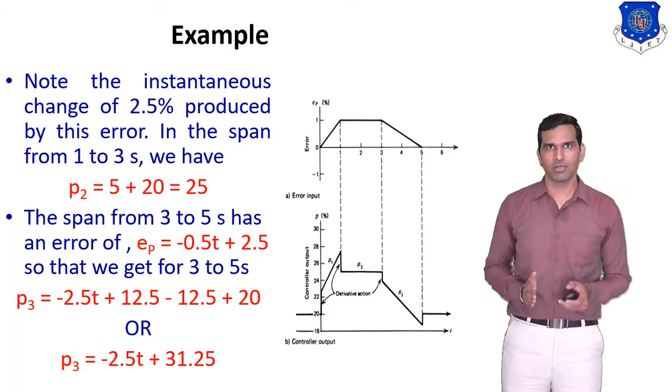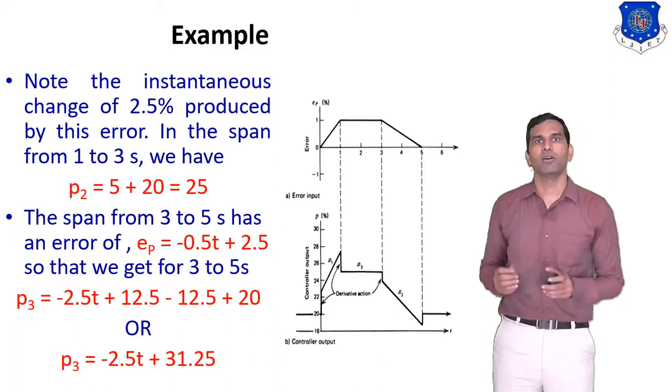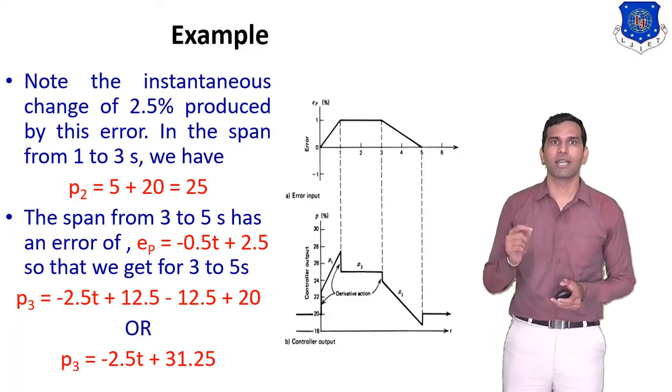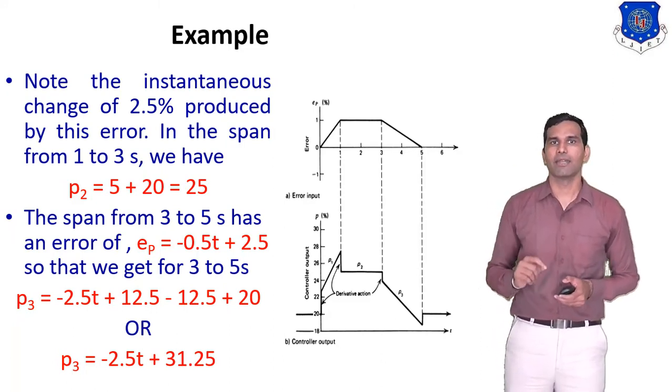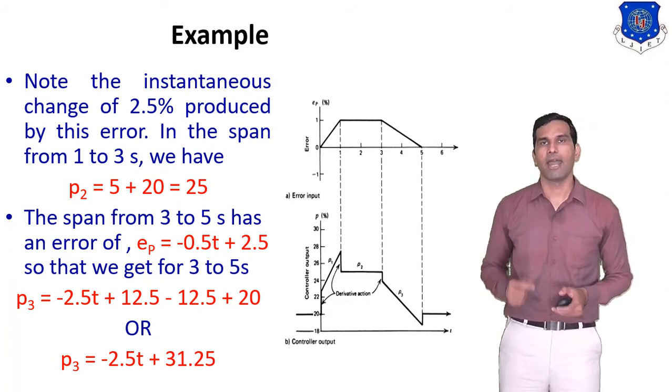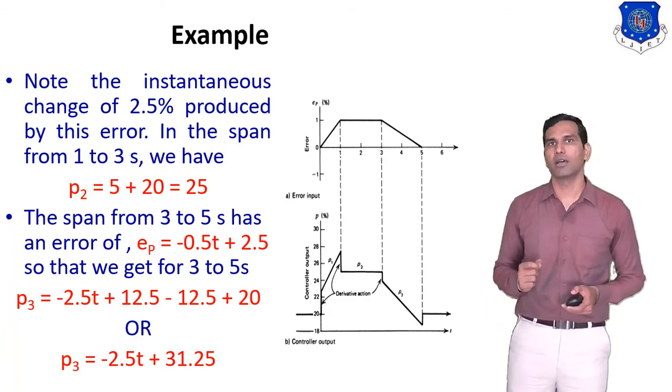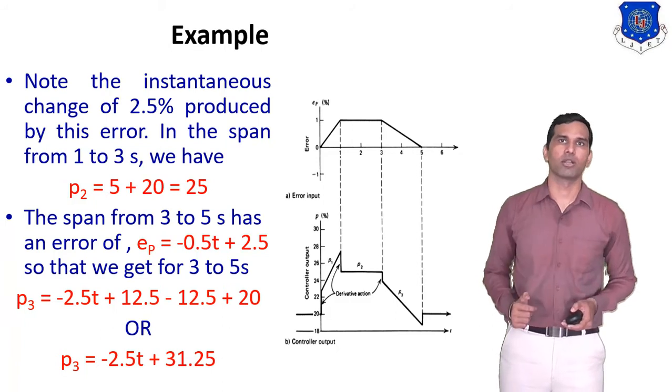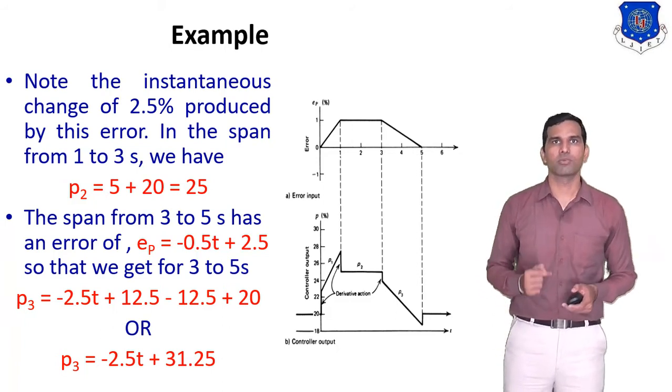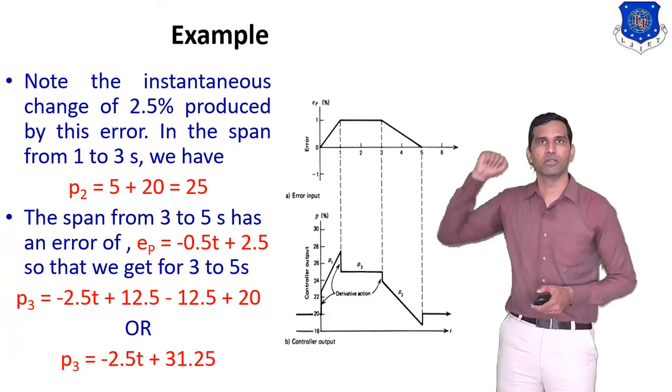So in this example, we divide the operation into three parts: first 0 to 1 second, then 1 to 3 seconds, and then 3 to 5 seconds. According to that, we calculate the response of the controller and draw it in the figure.